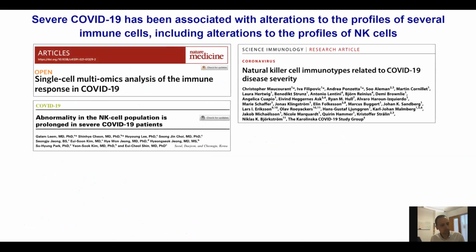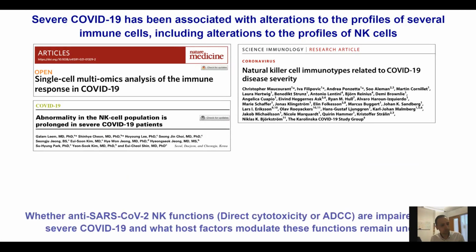And probably all of you know that severe COVID-19 is associated with several alterations to the profile of many immune cells in our body, including alteration to the profile of NK cells. This has been shown in several publications, but it's unclear whether this alteration can cause alteration to the functions of these NK cells. These NK cells are expressing different markers, but does that mean that the NK functions during severe COVID-19 are impaired?